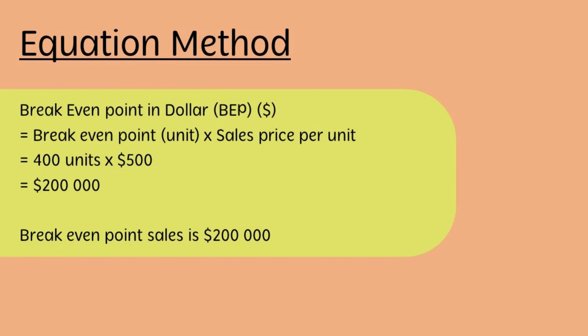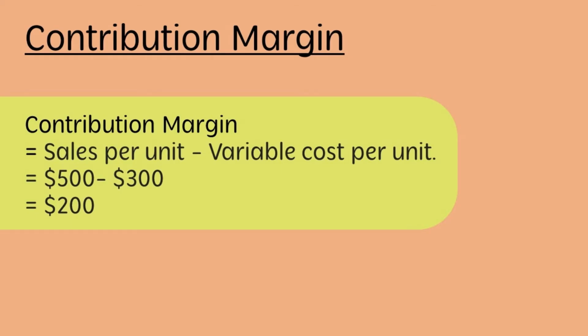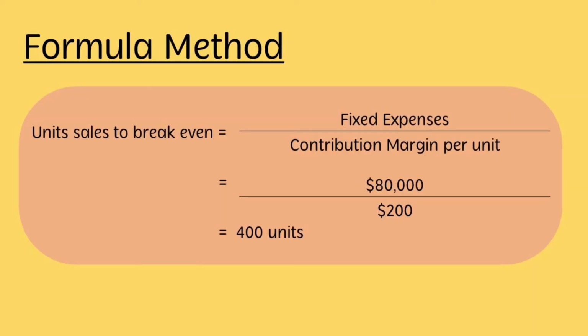Done with this method, we will now calculate the break-even point by using the second method, which is the formula method. For this method, I personally think it is very simple because you just have to follow the formula. The formula is: unit sales to break even equals fixed expenses divided by the contribution margin per unit. Same as the previous one, the contribution margin is sales per unit minus variable cost per unit, which equals $200. So just divide the fixed cost by the contribution margin, and there you go: 400 units of bikes as your break-even point in units. The answer is the same as the previous one because it doesn't matter which method you use; the answer will be the same at the end.